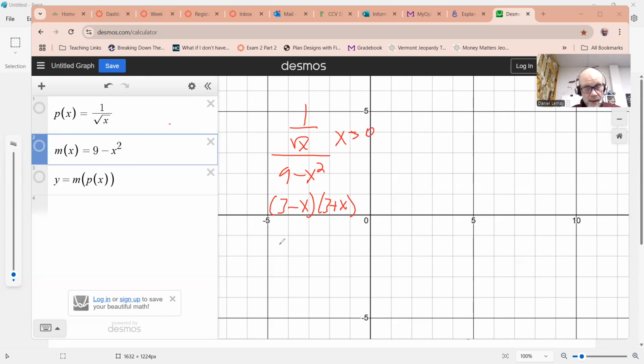In this case, when x is positive 3, it's a 0. And when x is negative 3, it's a 0. But the negative 3 is not in the domain of the 1 over square root of x. So we have to say 0 to 3. Really, it's just like that other question, just with different numbers. And then 3 to infinity.